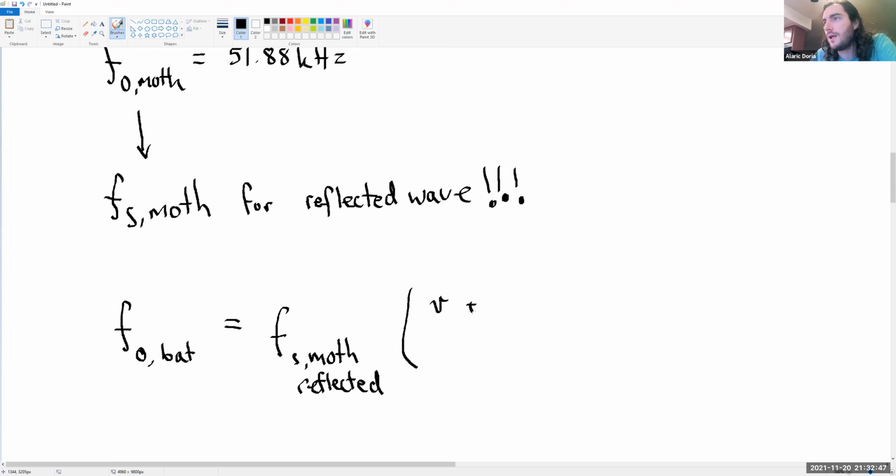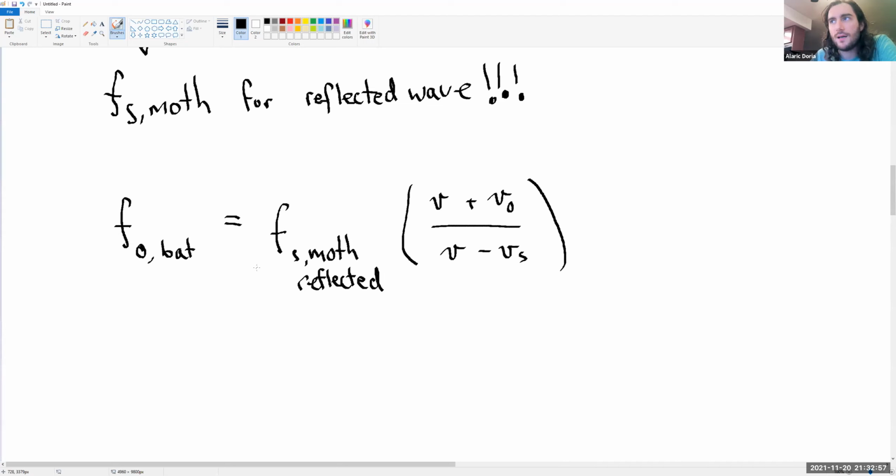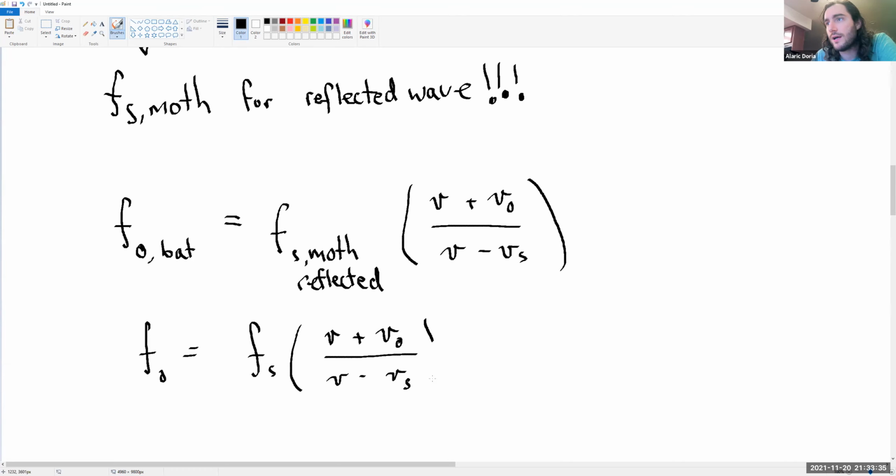So V plus V_O over V minus V_S. But of course, now the speed of the observer is the speed of the bat, right? And the speed of the source is now the speed of the moth. So it kind of flipped on us there because of the reflection. So now that we've established that, I'll go ahead and drop the subscripts. So the frequency observed is the frequency of the source times speed of sound plus speed of the observer over speed of sound minus speed of the source.